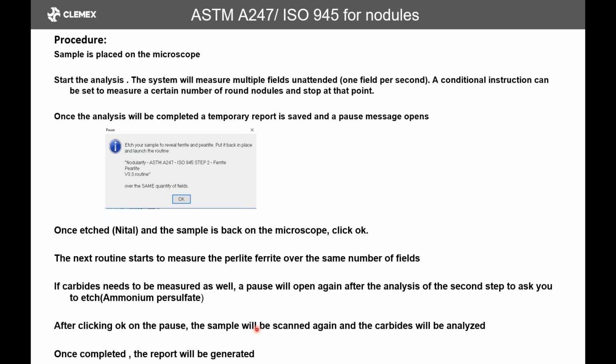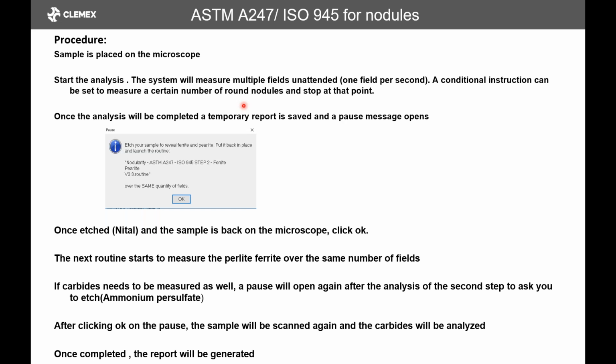have a motorized stage, will measure, let's say 10 fields. And then it could either be 10 fields, or you could say a conditional instruction can be set to measure a certain number of round nodules. So the standard says you need to have 400 nodules, good nodules, not just any nodules, but good nodules. So the software will count those, and then when you have 400, it will stop.